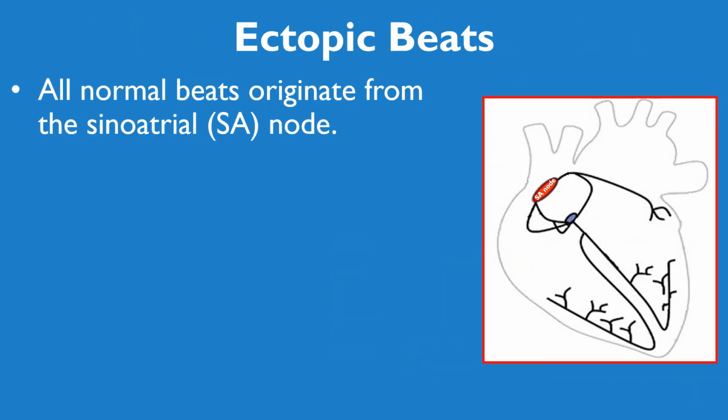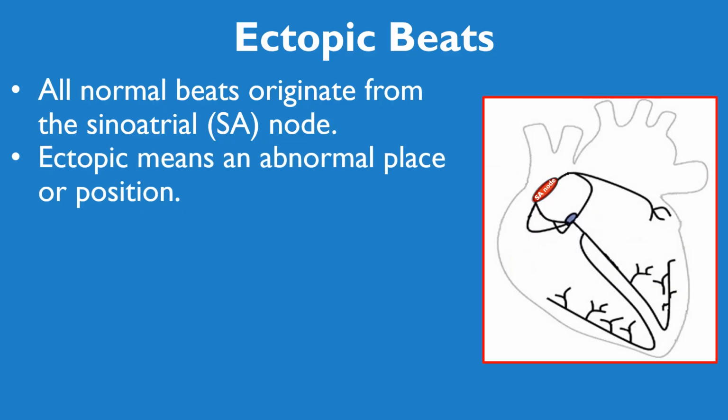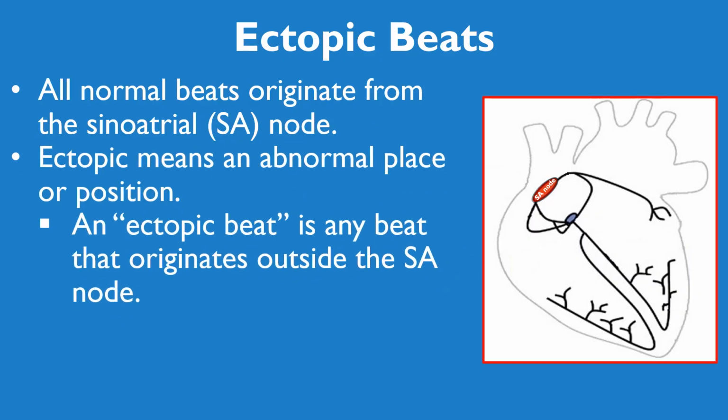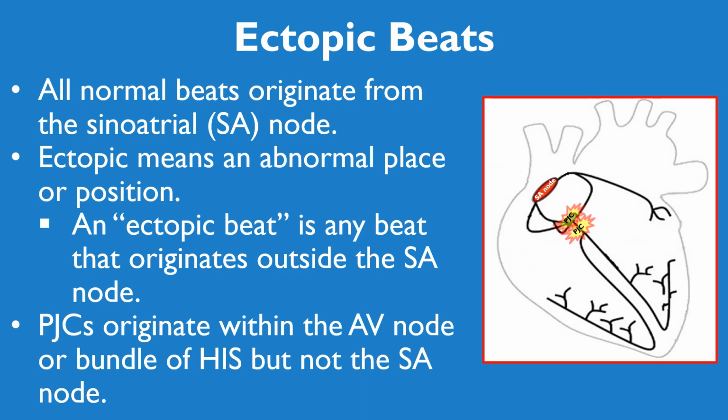Let's review the criteria for ectopic beats. All normal beats originate from the sinoatrial node or the SA node. The term ectopic means an abnormal place or position. So what that means is ectopic beats originate somewhere outside of the SA node. Premature junctional contractions originate either in the AV node, atrioventricular node, or the bundle of His, but they don't originate in the SA node. So that's what makes them ectopic.